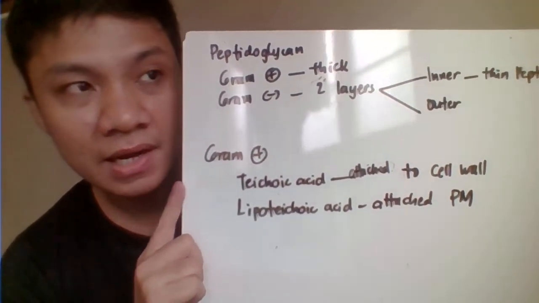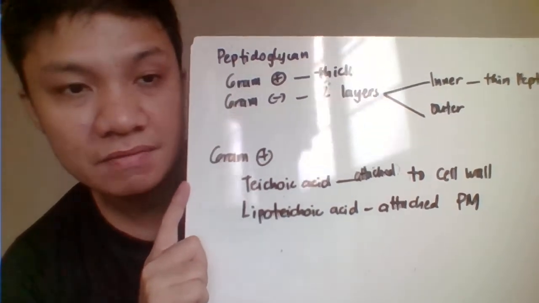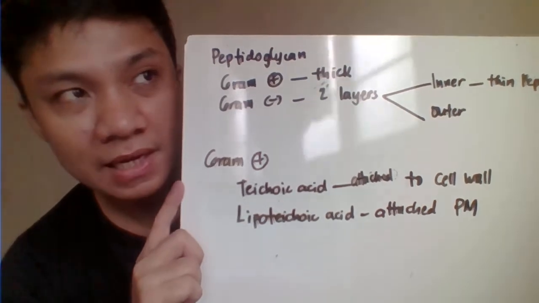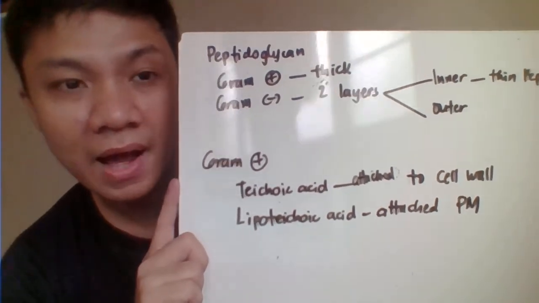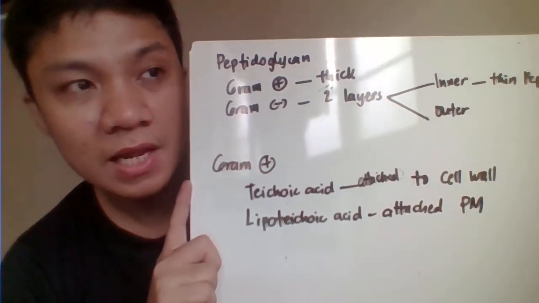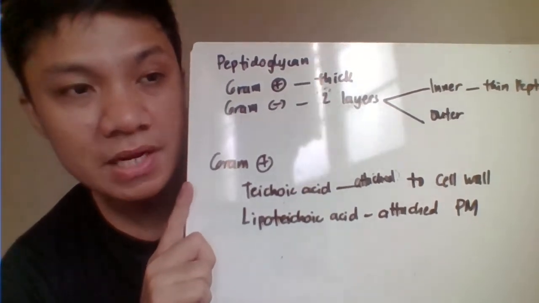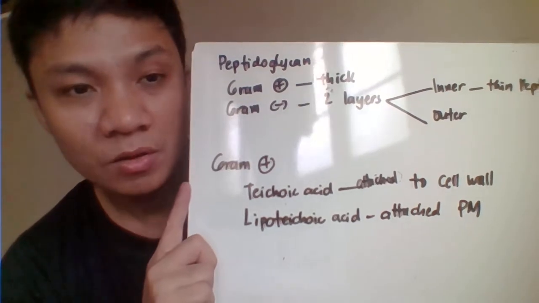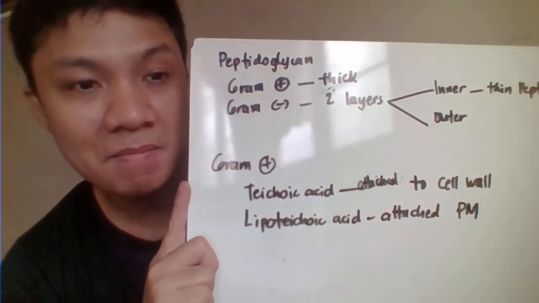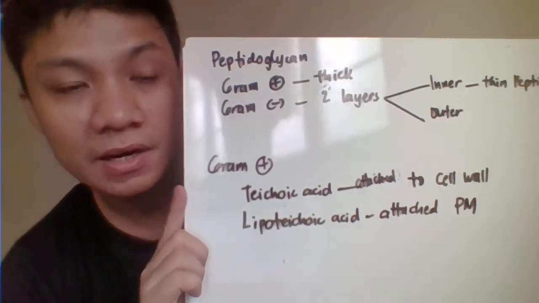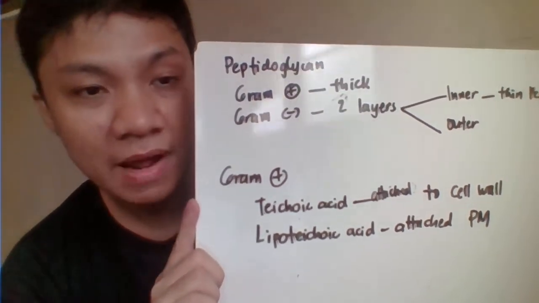Another one, in the case of your gram-positive cell wall, there is something attached. Basically, it's made up of the teichoic acid attached to the cell wall of the gram-positive cell wall. And then we have also here the lipoteichoic acid, which is also attached here to the plasma membrane of your gram-positive. Teichoic acid and the lipoteichoic acid are all absent in your gram-negative bacteria.